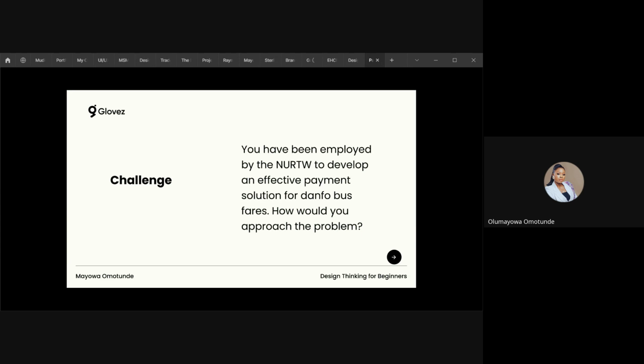You've been employed by the NURTW to develop an effective payment solution for danfo bus fares. How would you approach the problem? So far, I've talked about the empathize phase. So, how would you approach the problem? You can unmute. If you want to speak, please feel free to unmute so that we'll hear your perspective.